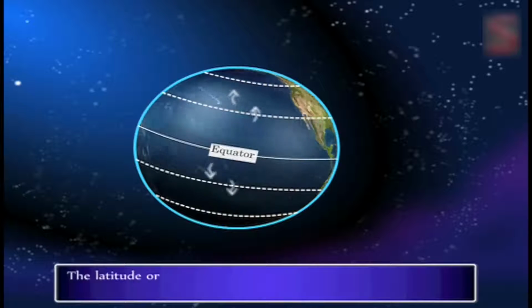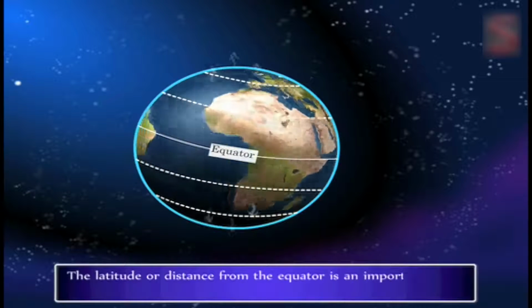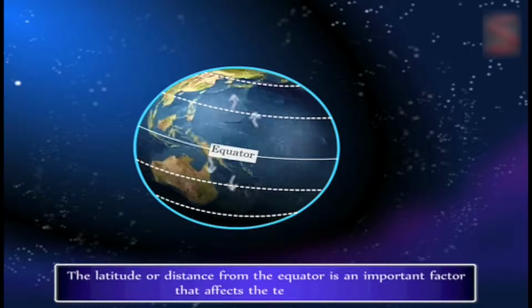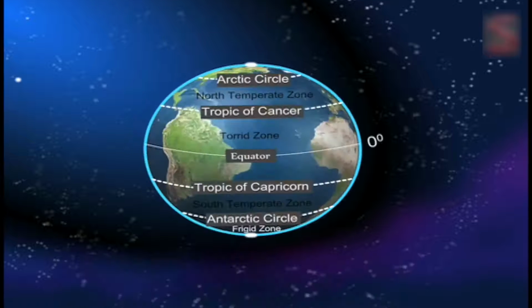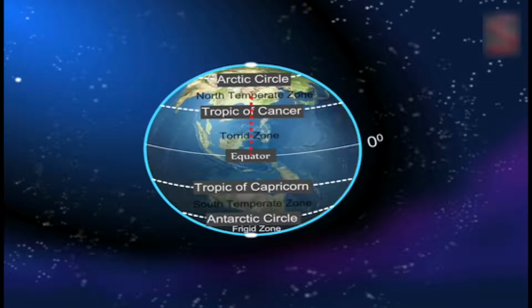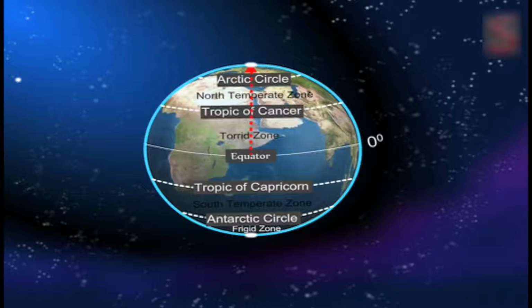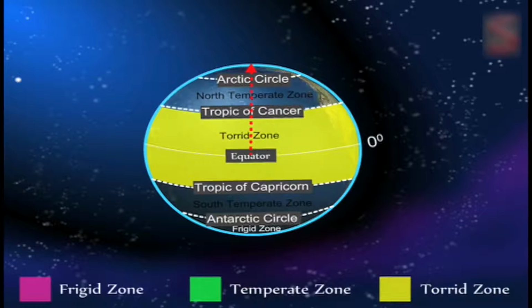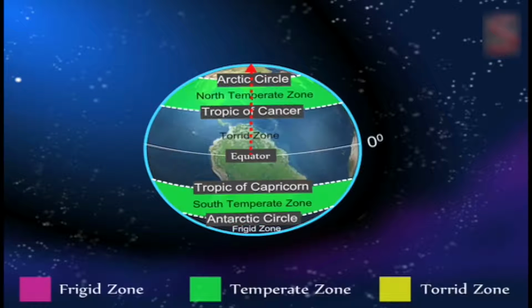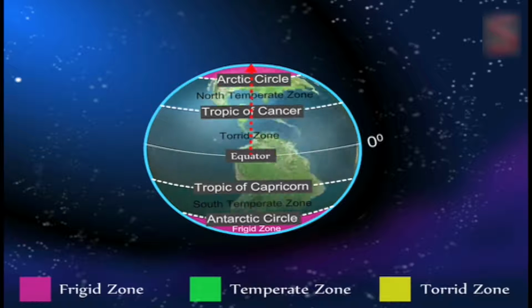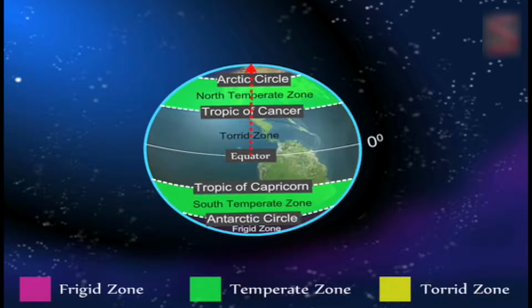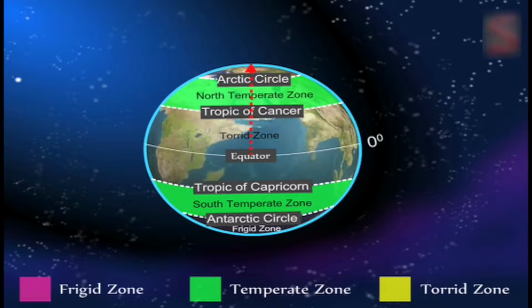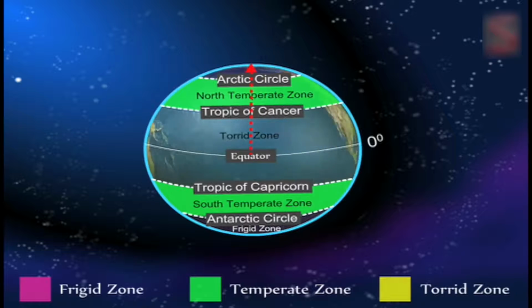The latitude or distance from the equator is an important factor that affects the temperatures. As one goes away from the equator, the average temperatures come down. This is the reason why the Earth is divided as tropical, polar and temperate zone. While the tropical refers to the area close to the equator, the polar refers to the area close to the poles. The temperate zone refers to the area between the tropical and the polar.